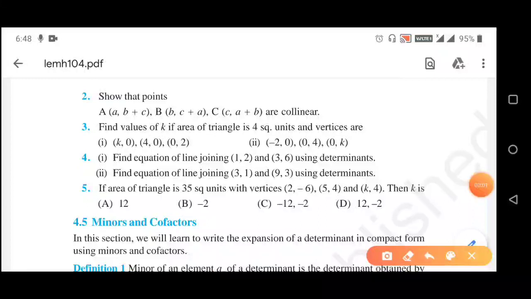Question number 5. If area of triangle is 35 square units with vertices 2, -6, 5, 4 and k, 4, then k is. So here 4 options are given. We have to find the value of k. Here we have to use plus minus 35 for our calculation to find the value of k. So try to do question number 5 yourself. This is same as question number 3.